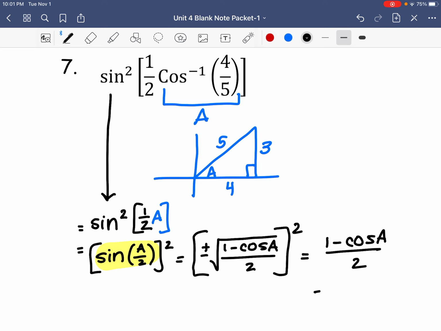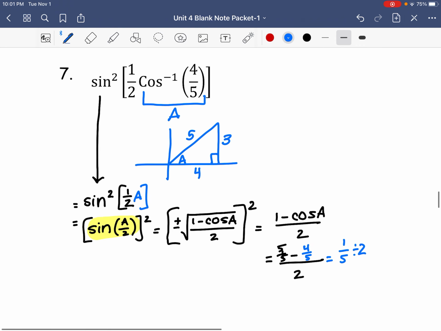And then let's fill out what the cosine of A is. So I have 1 minus the cosine of A, which is 4/5, all over 2. Let's simplify more. Let's think of 1 as 5/5 minus 4/5 is 1/5 divided by 2. But remember what we could do. We can multiply by the reciprocal and we get 1/10.